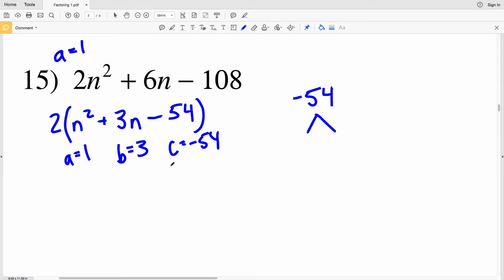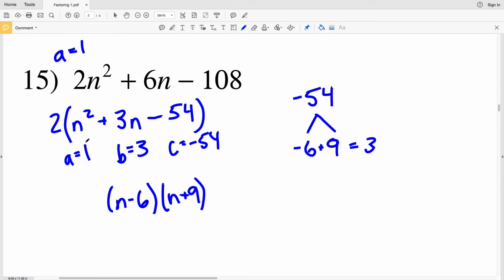And I know off the top of my head that the difference between 6 and 9 is 3, and they multiply to give me 54. So that's going to be a negative 6 since 6 is smaller and we need that b to be positive. So we want the smaller of the factors to be negative. So negative 6 plus 9 does indeed equal 3, and negative 6 times 9 equals negative 54. So we have n minus 6 times n plus 9.